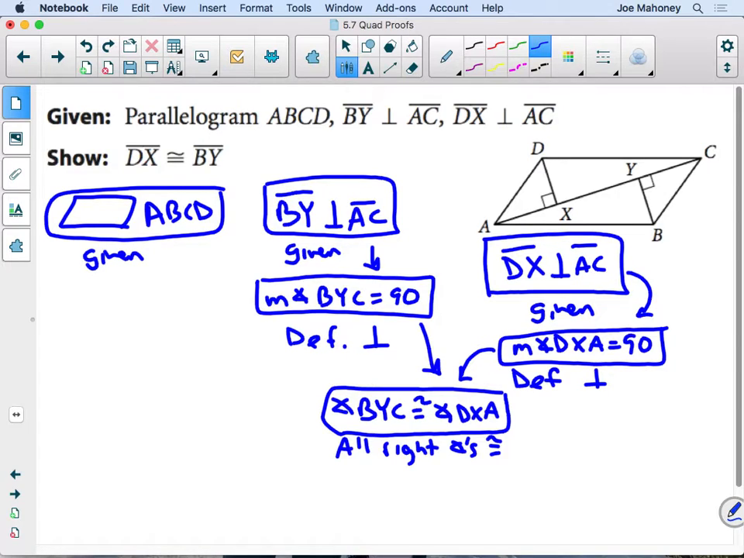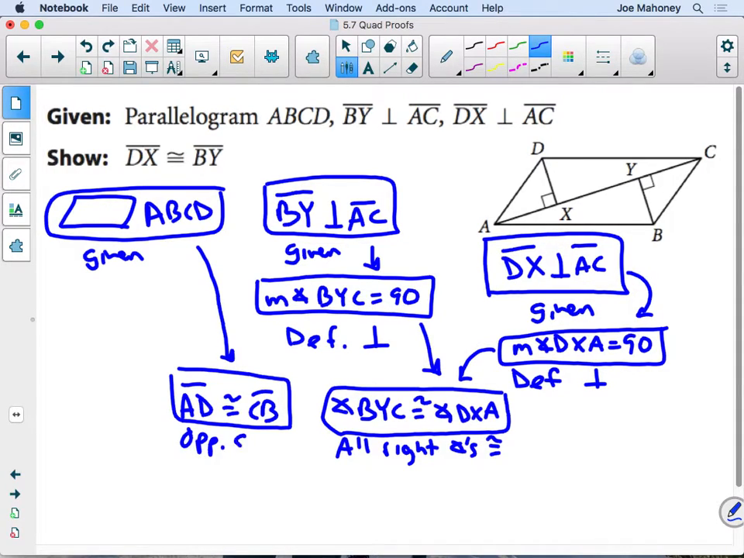So now I tell students, well, what else is true about that parallelogram? Well, we know in a parallelogram, we have opposite sides that are congruent. So one of the things I'll say, and let's see, I've got an idea how this is going to work, so I'm going to try to sneak it in a little bit. I'm going to say that AD is congruent to CB. And that's because in a parallelogram, opposite sides are congruent. So I got my right angles. I got those two sides.